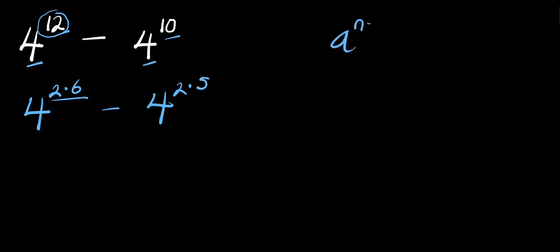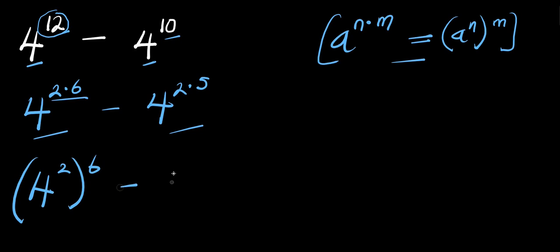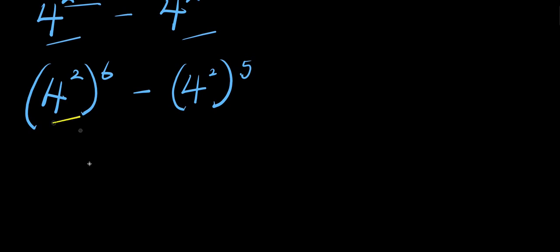You have a power m times n equals a power m all to the power of n. I will apply this right here and here, so we'll have 4 power 2 all to the power of 6 minus 4 power 2 all to the power of 5. Now, we need to find the value of 4 power 2, that is 4 times 4. This becomes 16 power 6 minus 16 power 5.